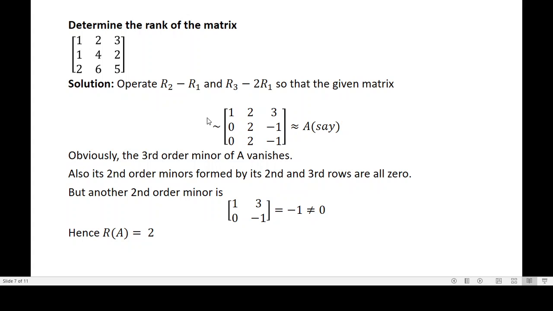When evaluating a determinant, if two rows are identical, the value of the determinant is equal to 0. Therefore, the third order minor of A vanishes, since two rows are identical. Let us denote this matrix by A. So the minor of order 3 vanishes. Therefore, the rank of the matrix cannot be equal to 3.